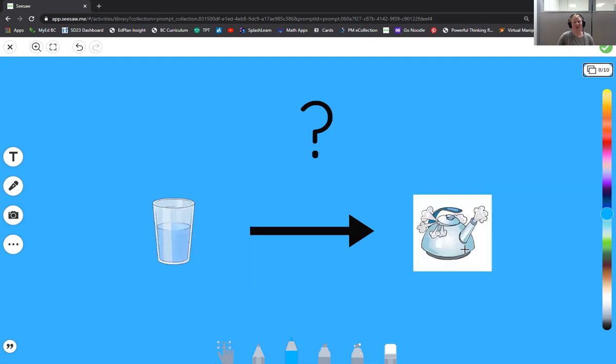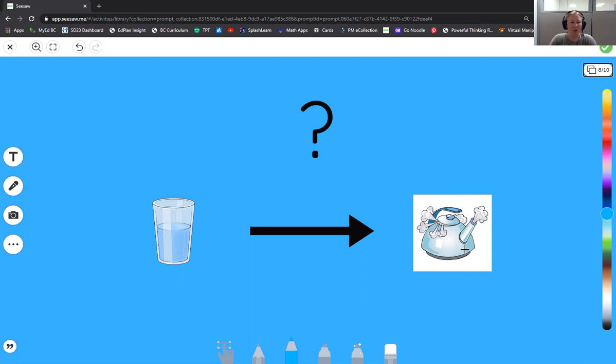So, grade one, here's our next question. How do you turn water into a gas? How do you turn water into steam that goes into the air? What do you think you need to do? So, same idea as a puddle. How do puddles eventually disappear? How does water turn into a gas? If you need more think time, you can pause it and think. If not, we're going to talk about it now.